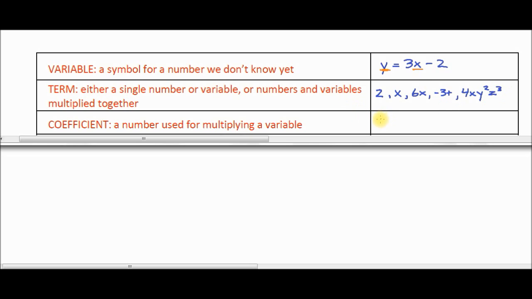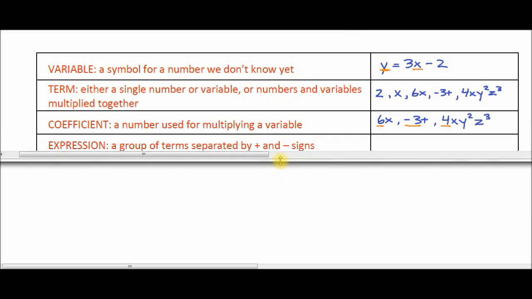So if we want to write some examples here, I'll use some of those same ones. We'll put 6x, -3t, and we'll write this crazy one again, 4 times x times y squared times z cubed. And let's go ahead and underline our coefficients. 6 is the coefficient on x. Negative 3 is the coefficient on t. And 4 is the coefficient on that crazy group of variables. So that is what a coefficient is.